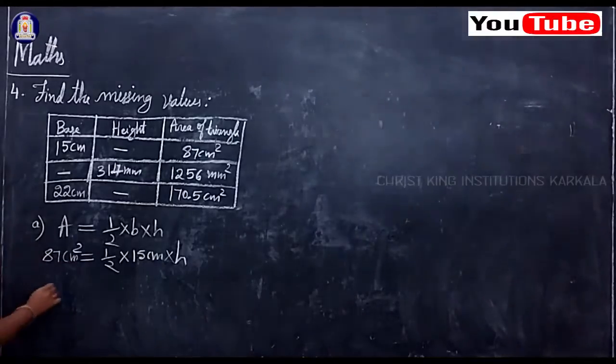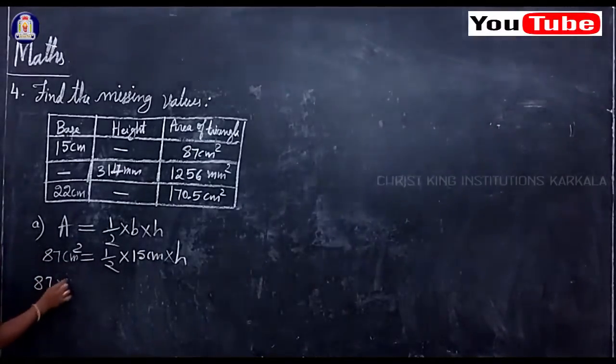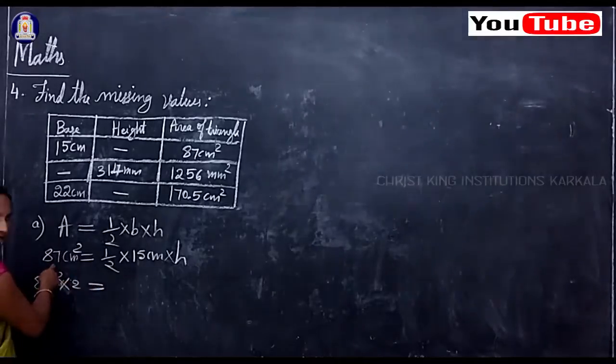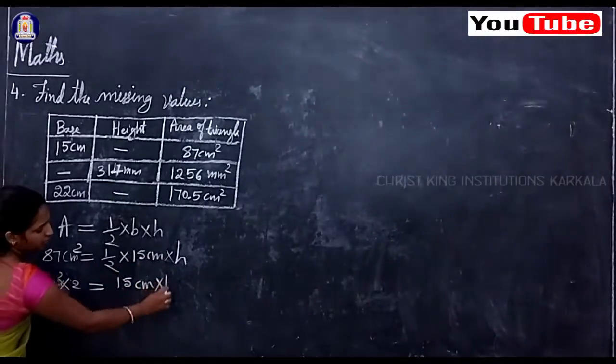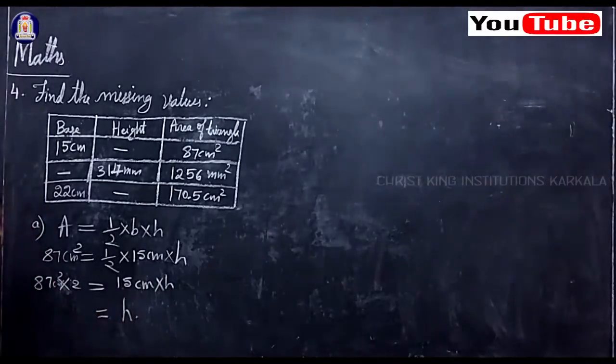Okay, now if I multiply 87 centimeter square into 2, you can write 87 into 2 is equal to, this is multiplied to another side. What is remaining here? 15 centimeter into h, height. Okay, so now we want to find height h. So h will remain in the same place.